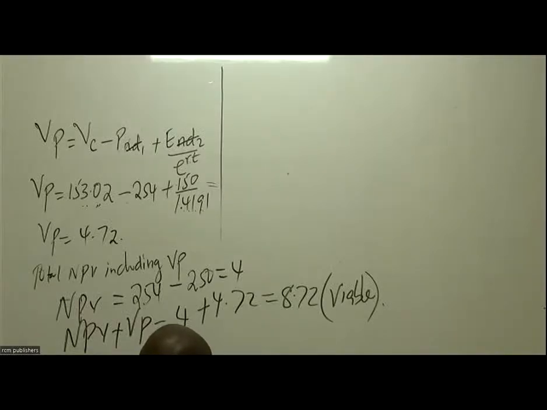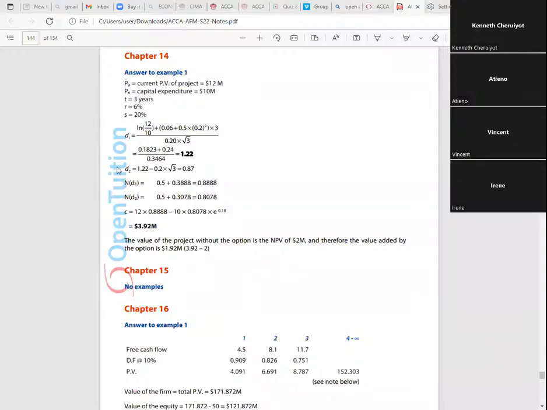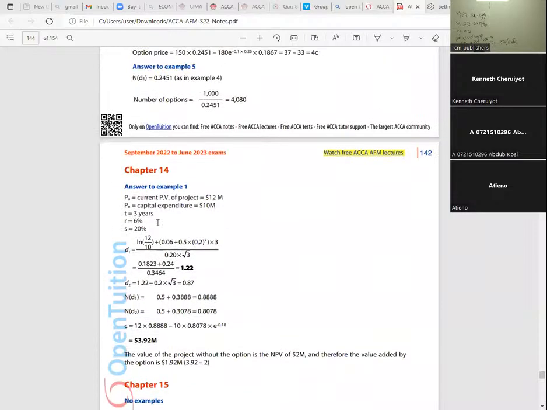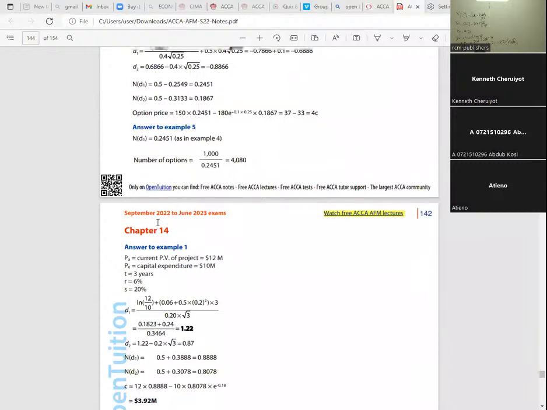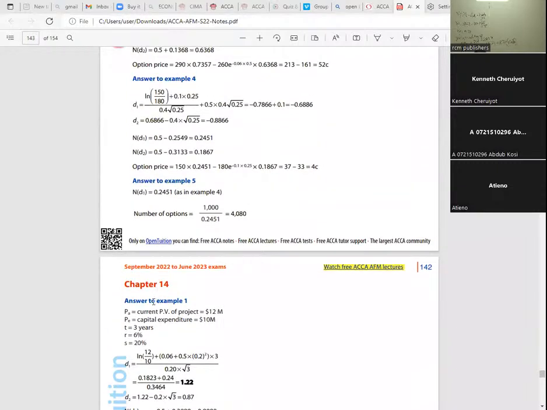Now, ladies and gentlemen, these are the answers really. Let's see who got this correct. The correct answer is supposed to be 3.92, because the present value of the project is 12.